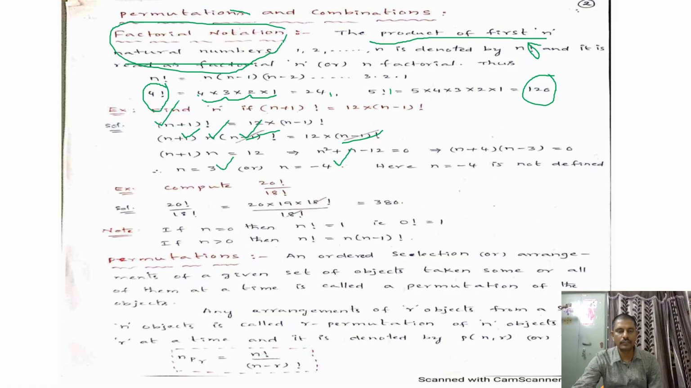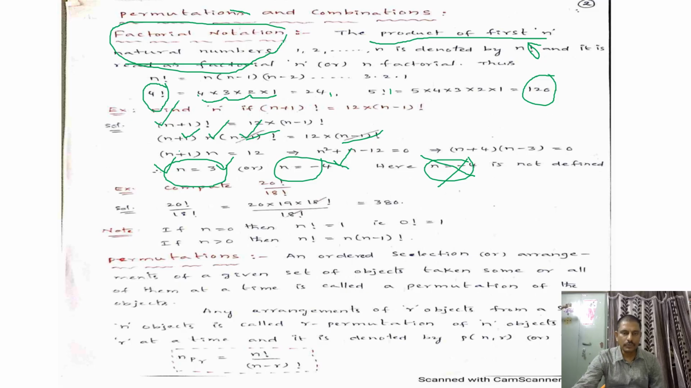In factorial notation, we only get positive n values. There are no negative values for factorial notation. So n equals minus 4 is not defined. This is not an admissible value, so we only take the value n equals 3.